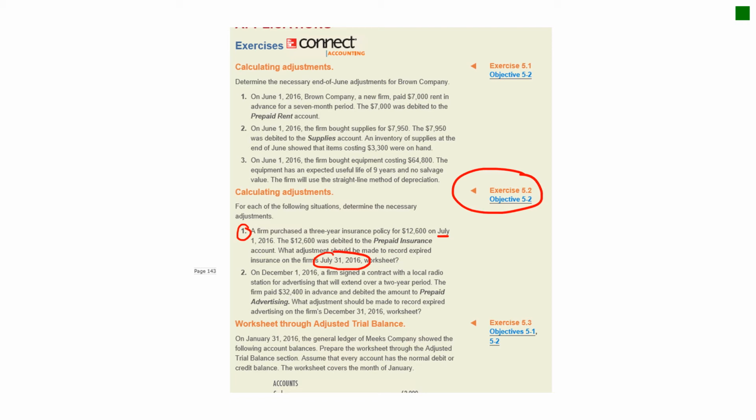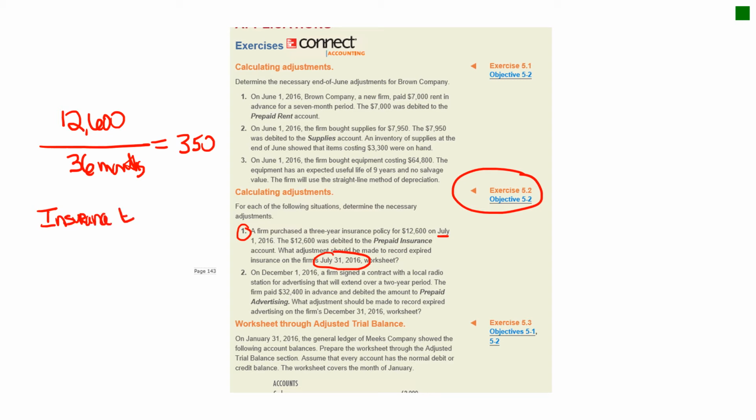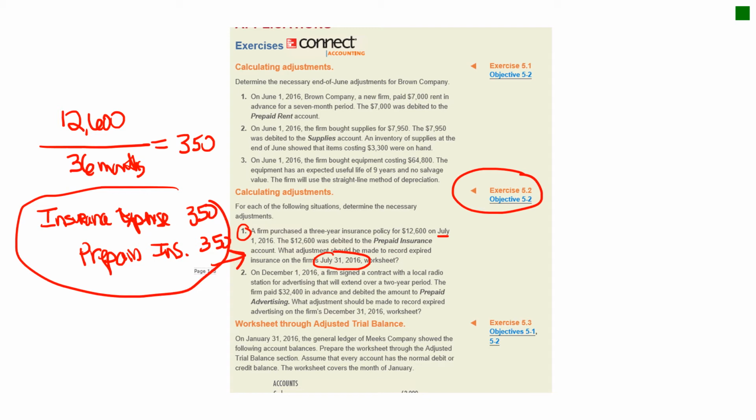So again, you take that $12,600, and because it's a 3-year policy, what you could do is convert 3 years into months. So we know that's 36 months. If you just did that, that would give you your per month. That would give you $350. And your adjusting entry, and this is insurance, you would have insurance expense, debit for $350, and you'd credit the prepaid insurance for $350. That would be your adjusting entry for number 1.